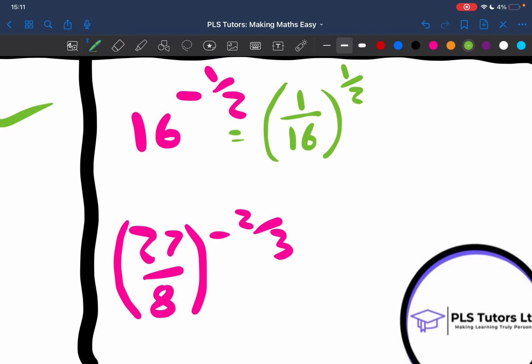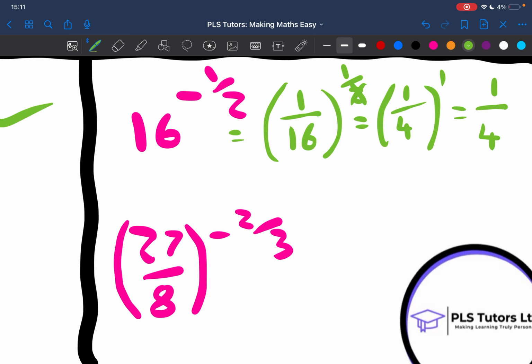On the bottom, we have a 2. We want to get rid of that. So because it's a 2, we square root. The square root of 1 is 1. And the square root of 16 is 4. That's now to the power of 1. And 1 over 4 to the power of 1 is just 1 over 4.